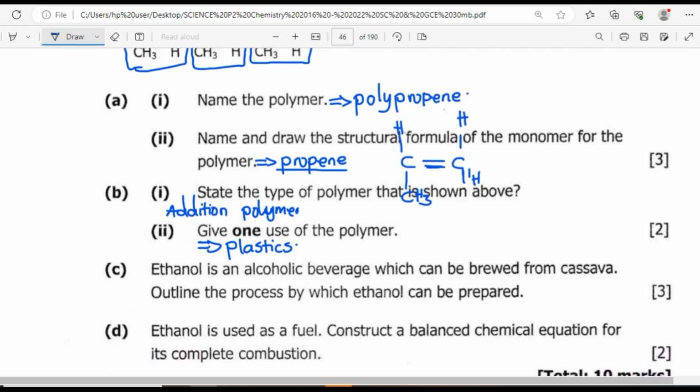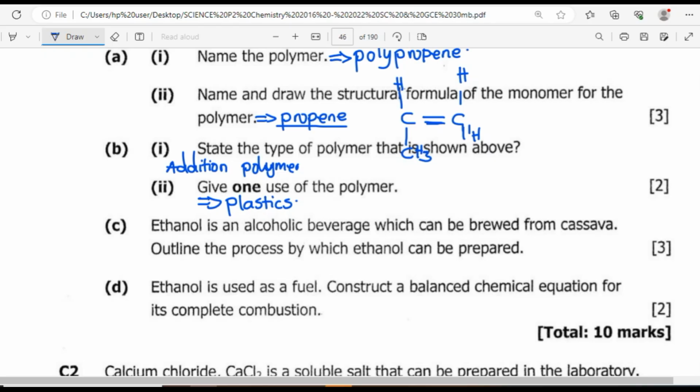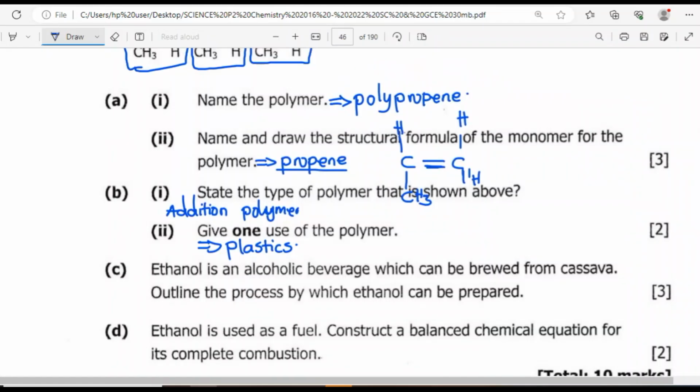Then we have the question D. Ethanol is used as a fuel. Construct a balanced chemical equation for its complete combustion. Remember, combustion, we said we are going to have the water and carbon dioxide as the product. So ethanol has this formula. It's C2H5OH plus oxygen. This is combustion. Then we get carbon dioxide plus water.